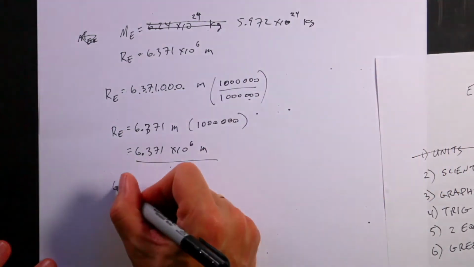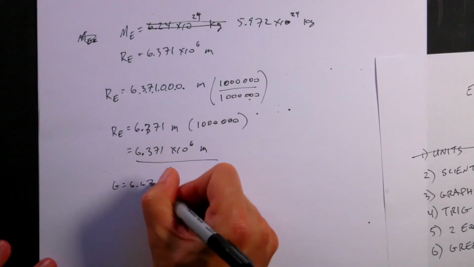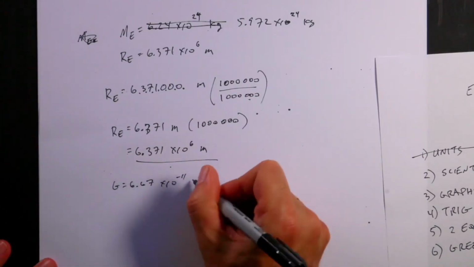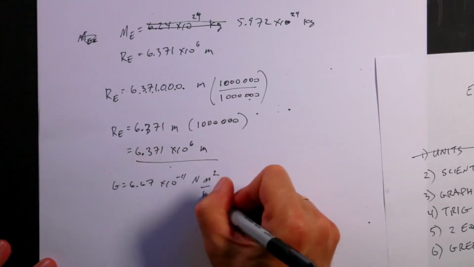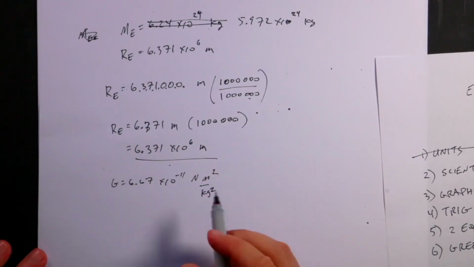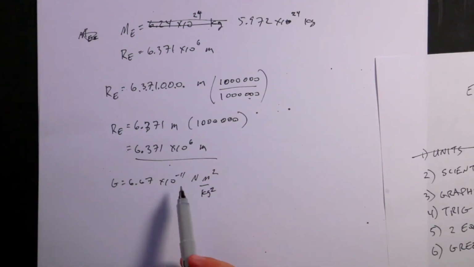Another one that we're going to see is G equals 6.67 times 10 to the negative 11th newtons meters squared per kilogram squared. This is the universal gravitational constant. It's super tiny. So I don't want to write out 0.0 and then a decimal point, then 10 zeros, and then 667. That's just no fun.